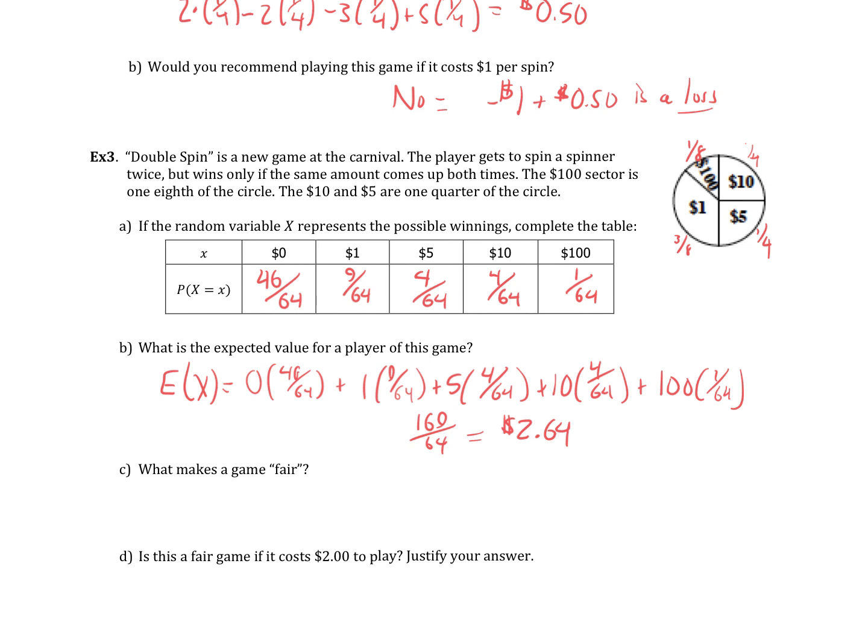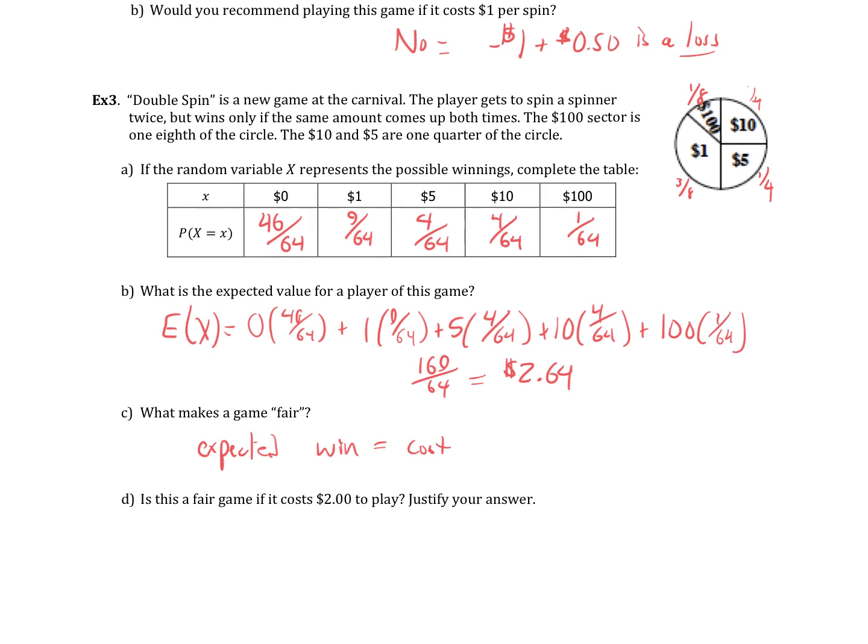We can talk about this in class, but say expected win equals cost might be one way to say that, so that in the long run no one's going to benefit one way or the other, whether you're in charge of managing this game or you're the player. In the long run, it would be fair if you're supposed to have the same amount of money.